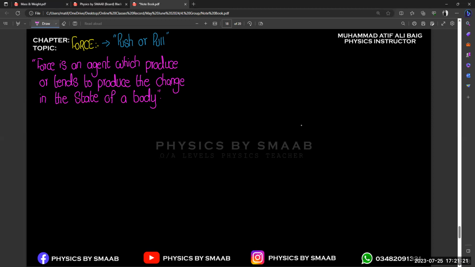If the chair is at rest and you push or pull, the state of the chair is going to be changed into the motion state. And if we are driving a car and we apply the brake, there is also force involved there. So the state of the body is going to be changed from motion to rest, right? So this is the concept of force.